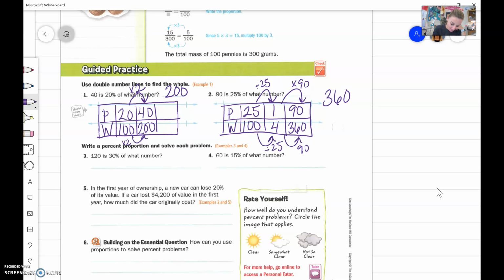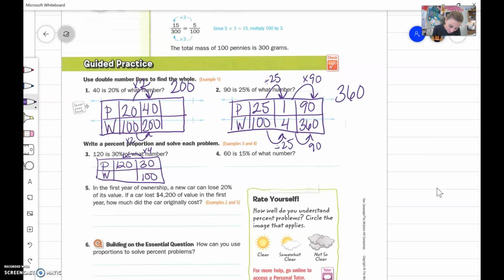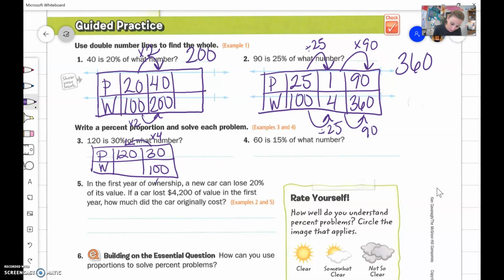Okay, let's do 3. Here we go. We're going to do a part and a whole, and we're working on our percent portions. So 120 is 30% of what number? Now we know percent means out of 100. So when I go from here to here, I know that I am multiplying by 4. I'm sorry, I'm trying to make this a little bit bigger, it wasn't working. Which means I'm going to multiply the bottom number by 4, which gives me 400.